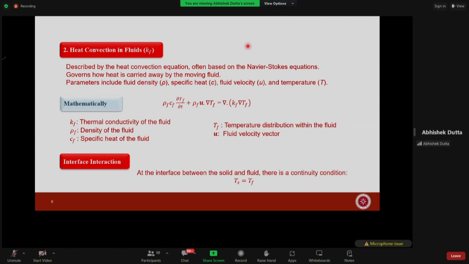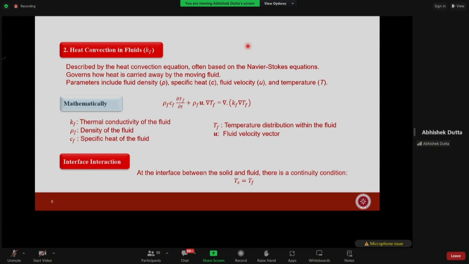So this is very important. If there is a jump in the heat flux, then your solution will never come out correct. Okay, this is very, very important. And that's why using open source tools is very important, where you can actually see what is happening and understand what is going on.